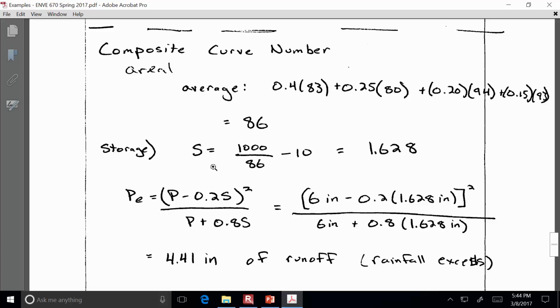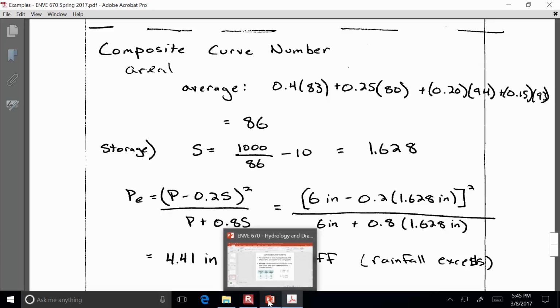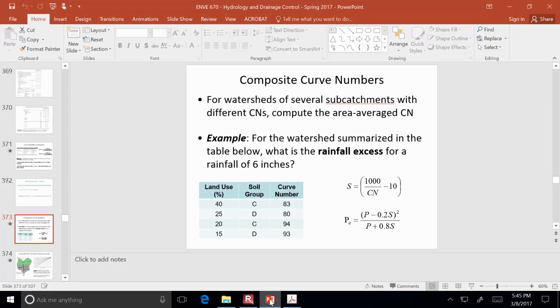Now, the interesting thing to ask is, what if you put the curve numbers into the storage and the rainfall excess? And so you calculated the rainfall excess for each one of those sub areas, and you wouldn't get the same amount exactly, and so where you define your watershed boundary is going to have an effect on the rainfall excess as well. And the guideline is that you should make your watershed have as many boundaries as there's actually a physical reason for breaking it up into pieces.